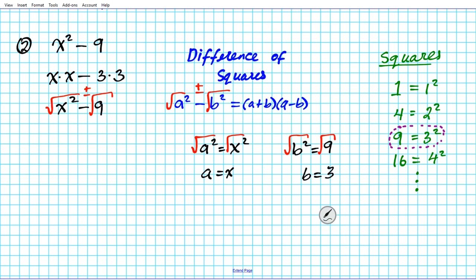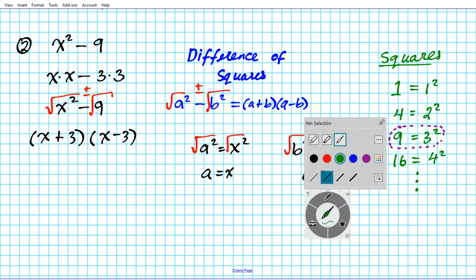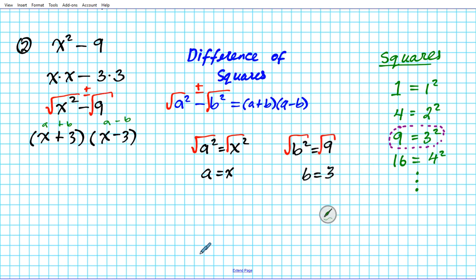Okay? Now we're going to express this as a sum and difference of squares. We're going to have x plus 3. This is a plus b, times x minus 3. This is a minus b. Following the formula, a plus b times a minus b is the expanded form of a squared minus b squared. Okay, so our final answer is x plus 3 times x minus 3.